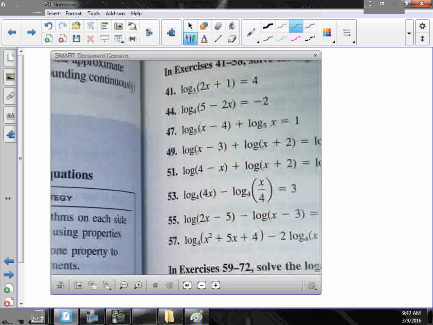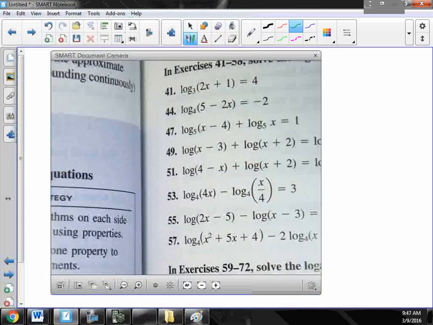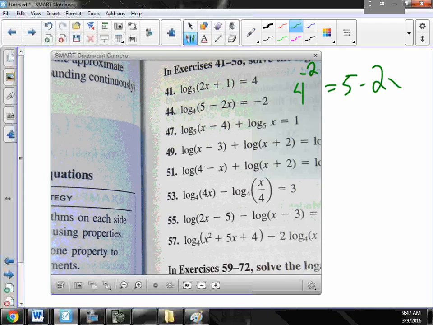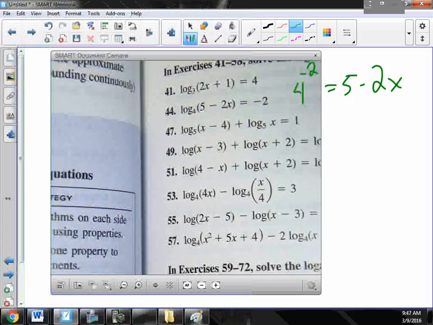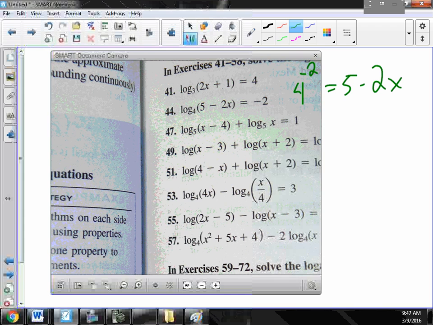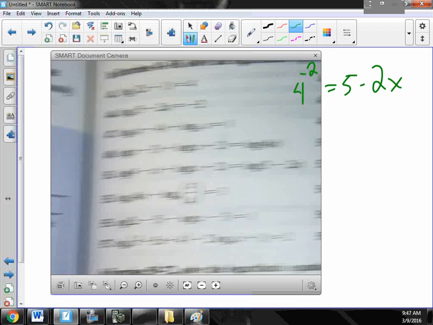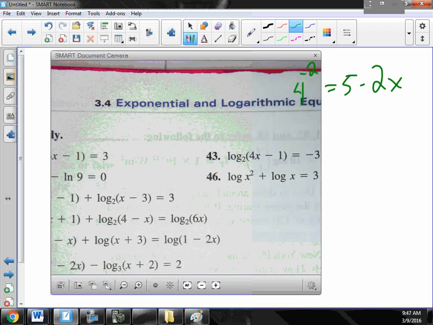Okay, 44. Same idea. 4 raised to the negative 2 equals 5 minus 2x. So that's 1 over 16. You're going to subtract 5 and divide by negative 2. That's pretty simple. 46 is a little bit harder.